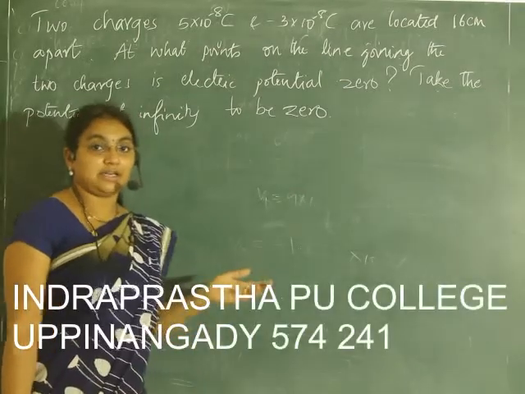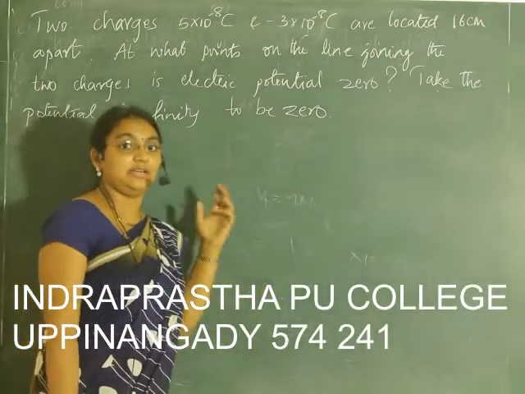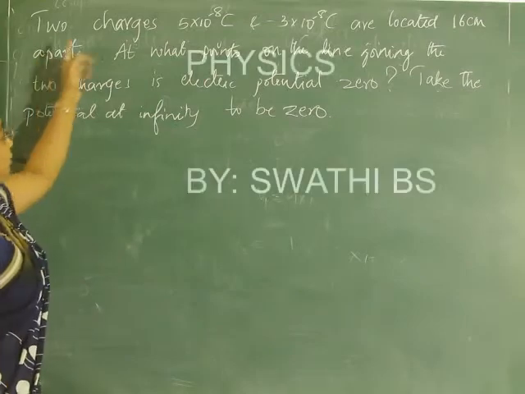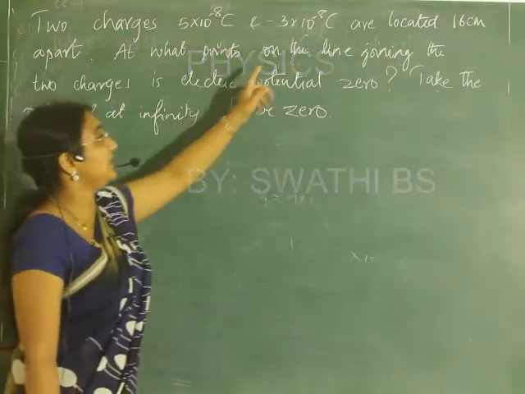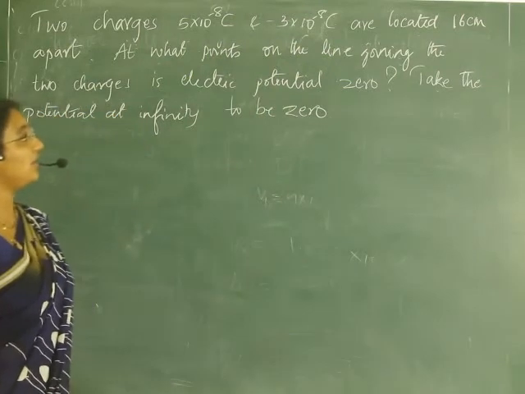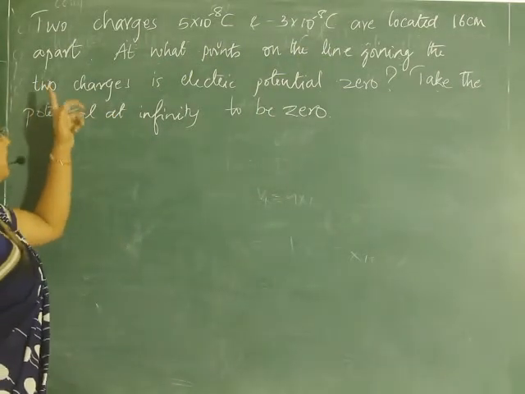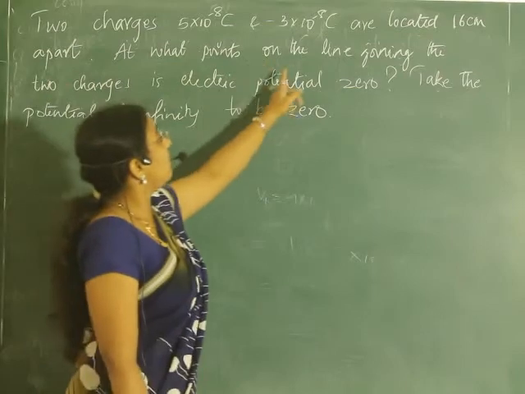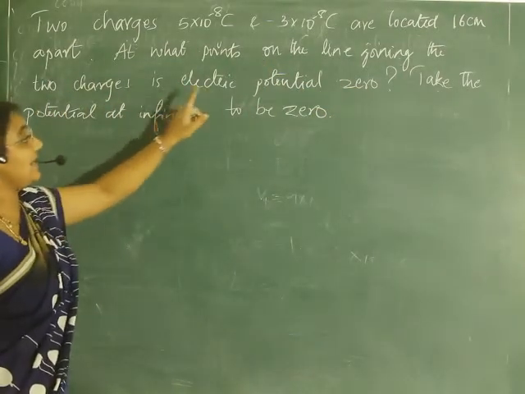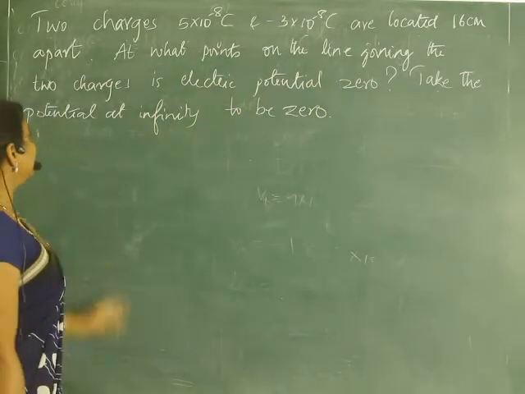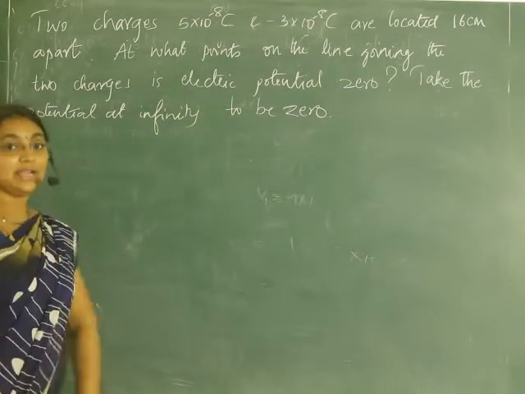So in our previous class, we have learnt one problem. In today's class, we will continue with the problem. Two charges, 5 into 10 to the power minus 8 coulomb and minus 3 into 10 to the power minus 8 coulomb are located 16 centimeter apart. At what points on the line joining the two charges is electric potential 0? Take the potential at infinity to be 0.